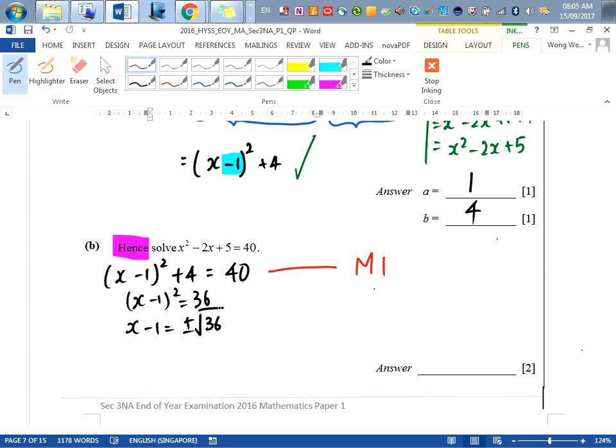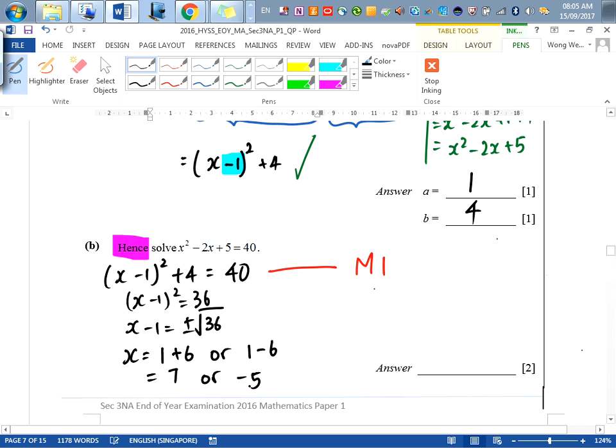There are 2 answers. Therefore, x will be equal to 1 plus 6 or 1 minus 6. This will be 7 or negative 5.